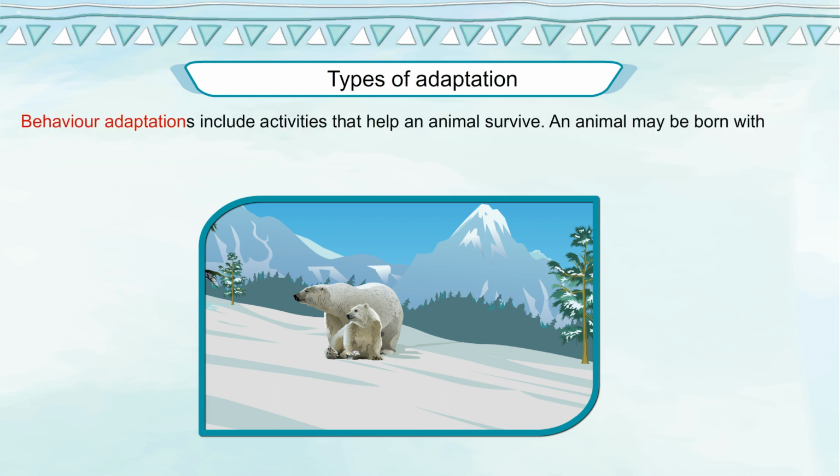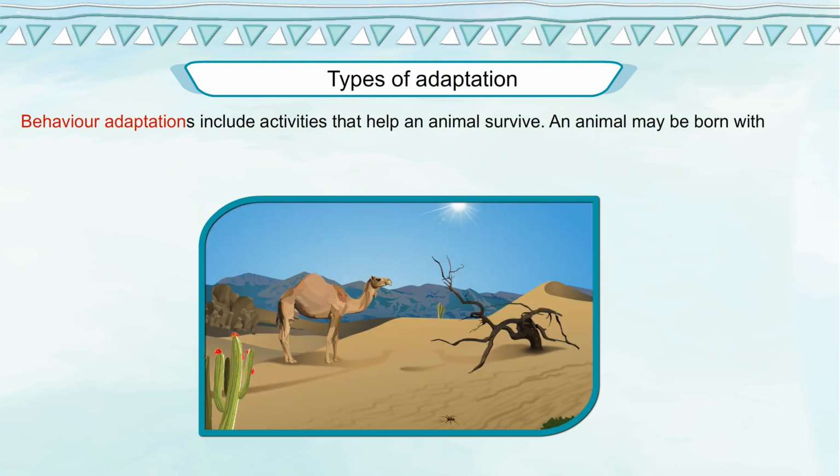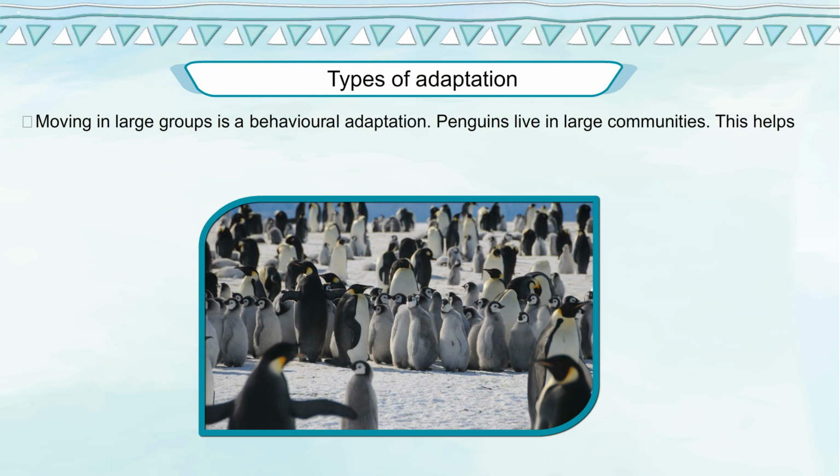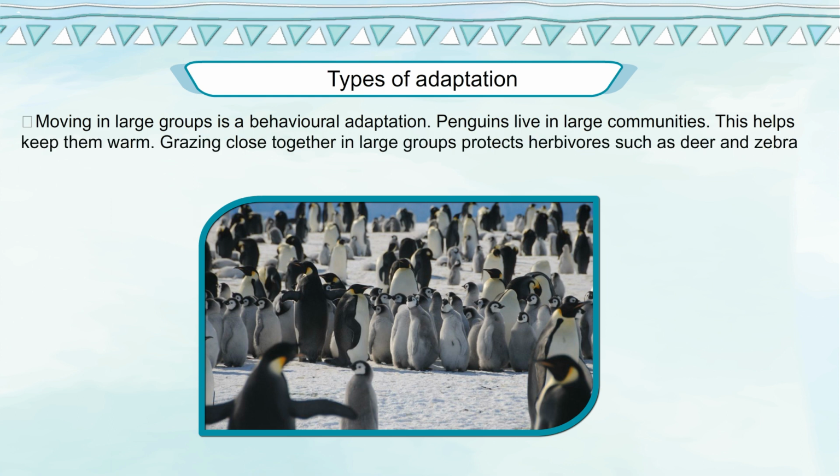Behavior adaptations include activities that help an animal survive. An animal may be born with behavior adaptations or might have learned it. Examples: moving in large groups is a behavioral adaptation. Penguins live in large communities. This helps keep them warm.